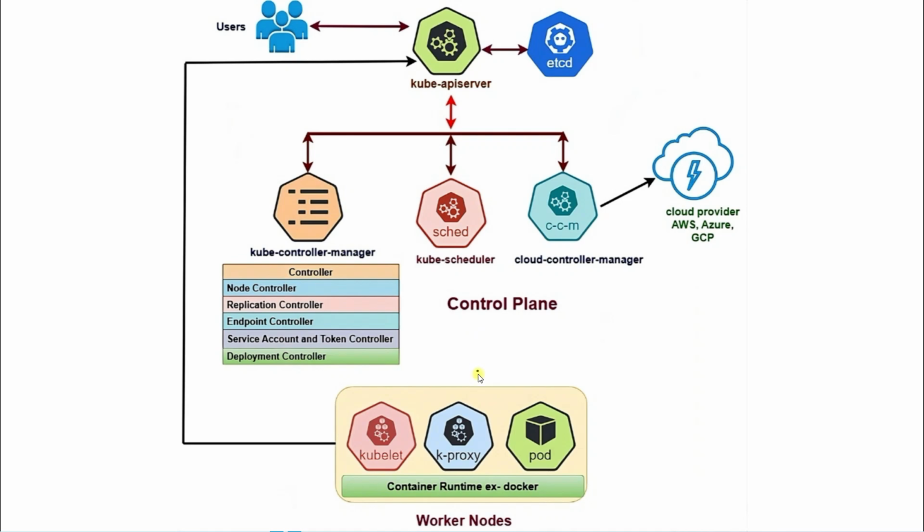Another important component here is kubeproxy. Kubeproxy is responsible for all the network-related communication, how pods inside your cluster communicate with each other. That is the job of the kubeproxy component. This kubeproxy also watches the requests from the kube API server. As soon as kubeproxy receives a request from the kube API server, it starts doing its job.